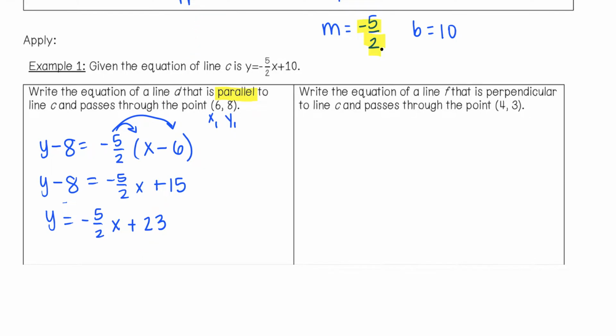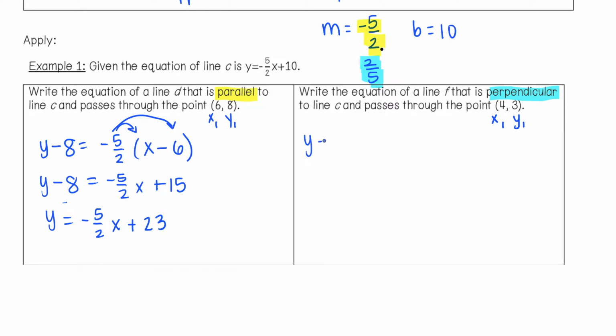In our next example, we're asked to use the same line, but we're going to write a line that's perpendicular to line C and passes through this point. So we want to come up with the opposite reciprocal slope. Remember, to find the opposite reciprocal, you need to flip the fraction and change the sign. So I'm going from negative to positive, and 5 over 2 becomes 2 over 5. That'll be the slope that I need to use. I need to go through the point (4, 3), which is my new x1, y1.